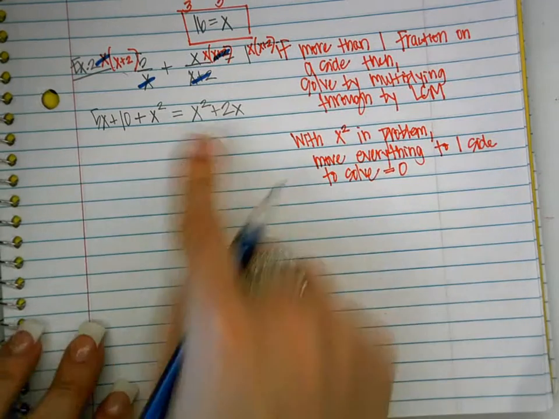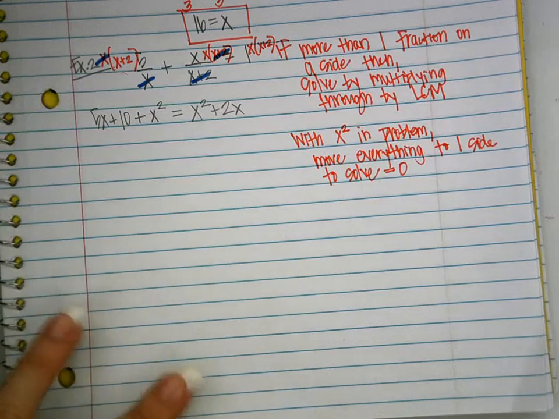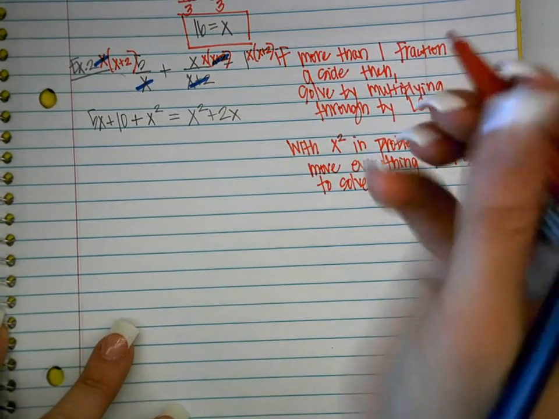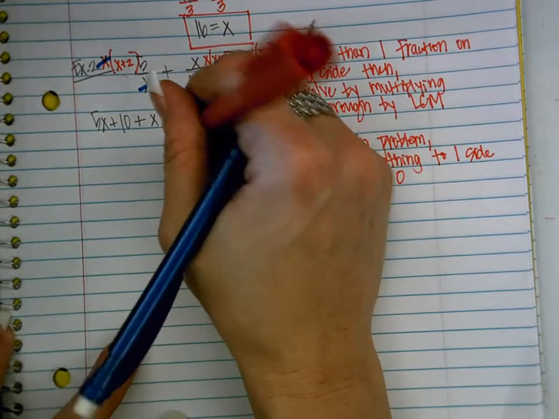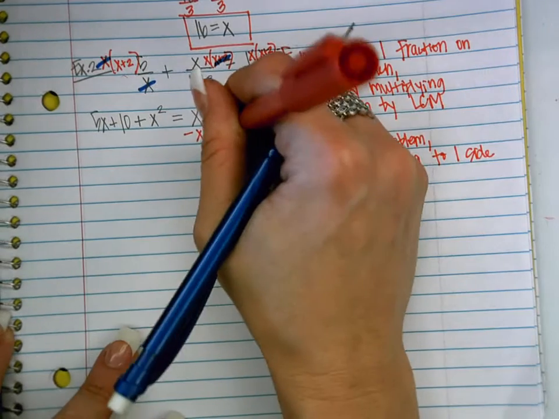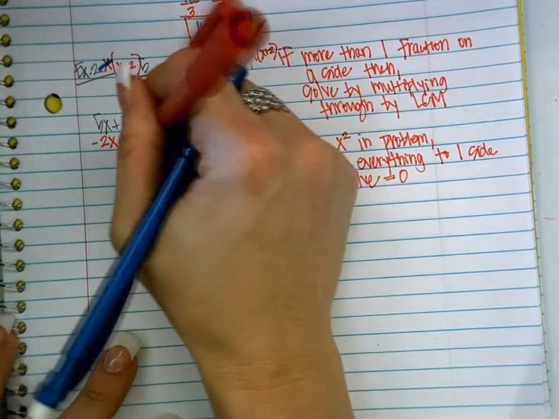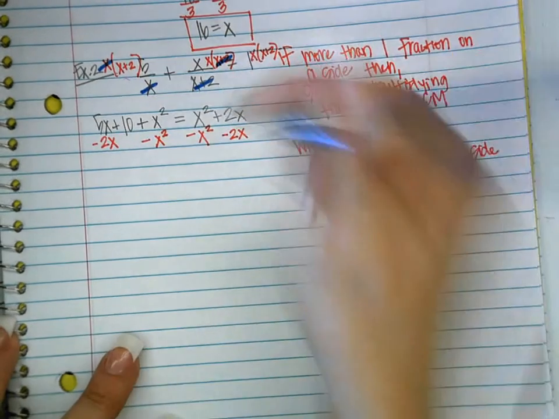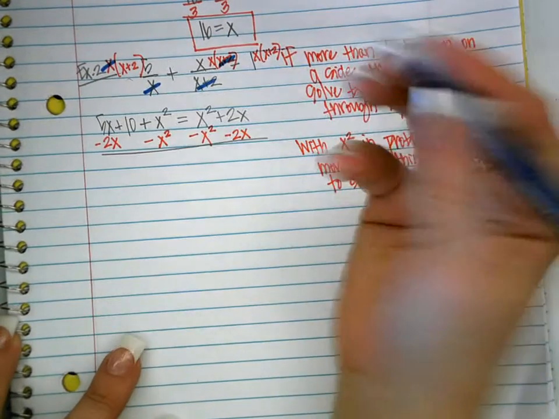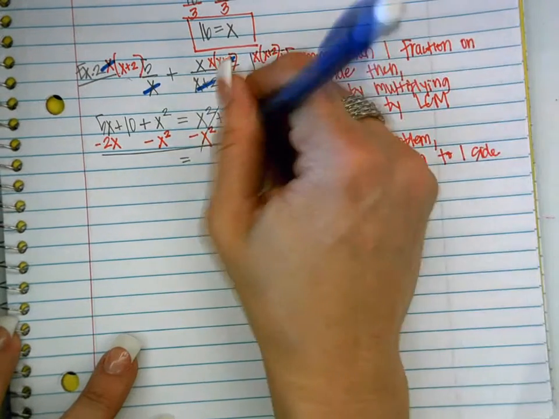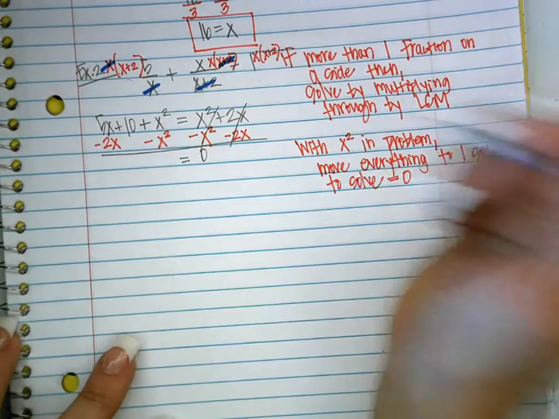So for this one, which way do you want to move things? To the left or to the right? Doesn't really matter. Okay. So here we're going to move the x squared, so subtract x squared, subtract 2x. Okay, I know that these are not perfectly lined up right now, but that's okay. Make sure that you line things up so that they're going to combine with the correct terms. Everything's going to cancel on the right side. You're going to get equals 0.